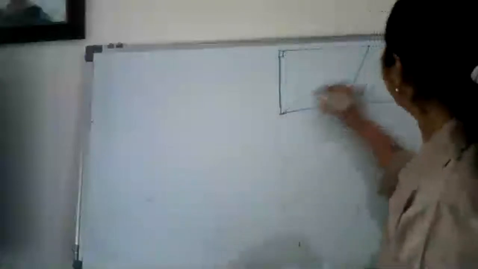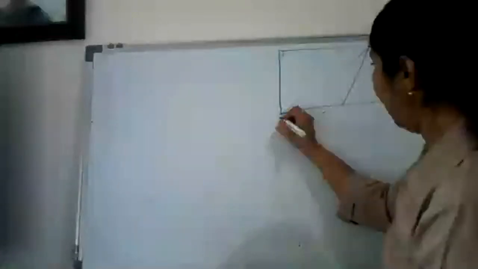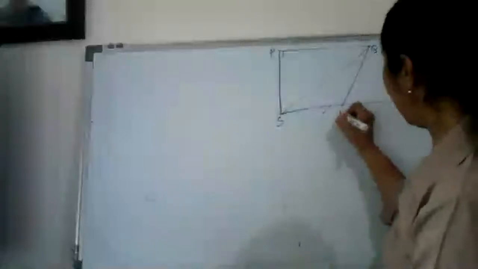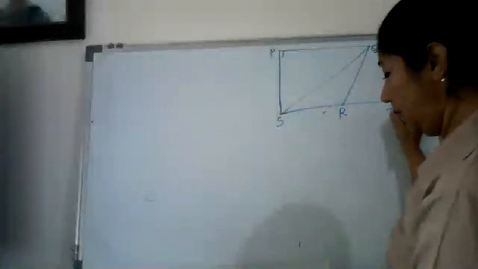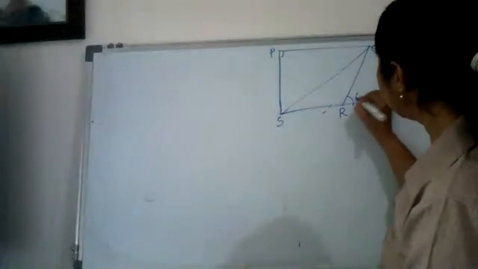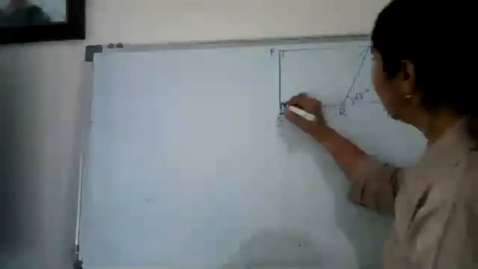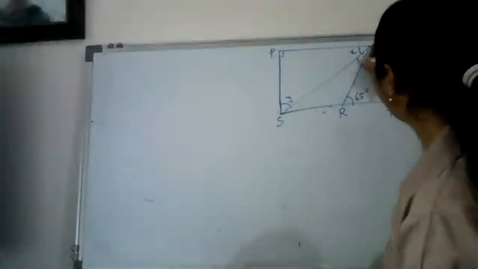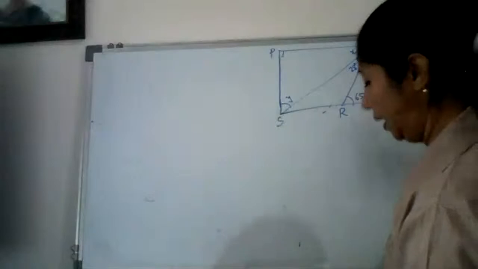It's given this is 90 degree. And here we are given Q S. This is given as P, and this is R, and this is T. We are given this angle as 65 degree. This value is Y. This one is x, so obviously we have to find x and y. This is 28.